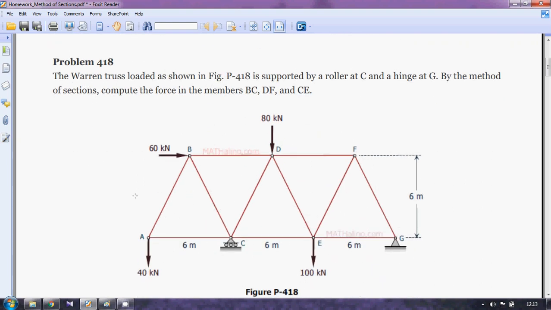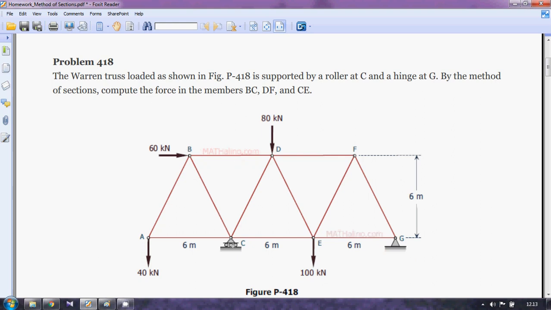Okay, perfect. So this truss is a Warren truss. If you look at the Podda bridge, you will see that they have used this type of truss, a combination of triangles. So this type of truss is called a Warren truss. The Warren truss, loaded as shown in the figure, is supported by a roller support at C and a hinge at G. By the method of sections, you have to compute the forces in the member BC.